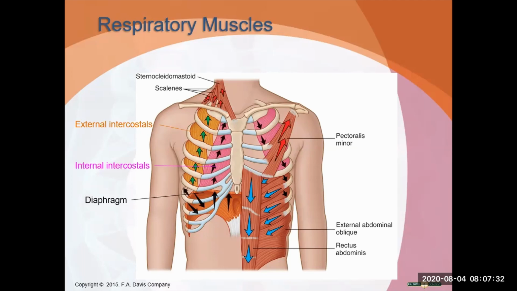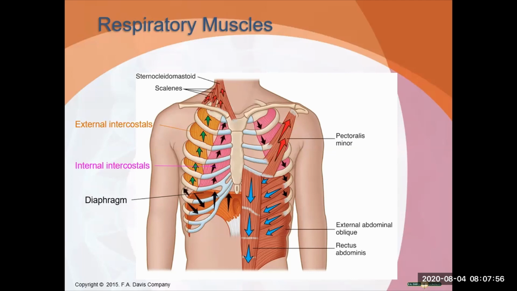Expiration. The intercostal muscles relax, pulling the ribs downward. The diaphragm relaxes, bulging upward and pressing against the base of the lungs, reducing the size of the thoracic cavity, and air is pushed out of the lungs. Accessory muscles of respiration.